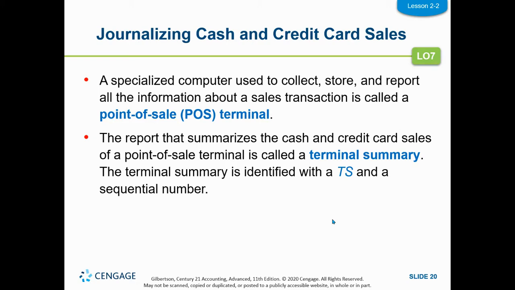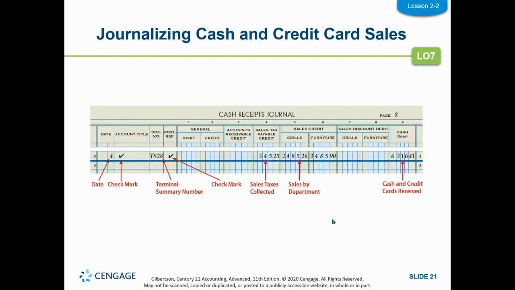So here we still have our point of sale. We still have our TSs. The only difference is they're spread out between grills and furniture. Here's our sales tax. And then here is our cash that we collected. All right, so the TSs haven't changed. We still have our check mark here. We still have our check mark here because we don't have individual accounts. They're all in the special columns. So it hasn't changed. The only difference is now we're just breaking it up.